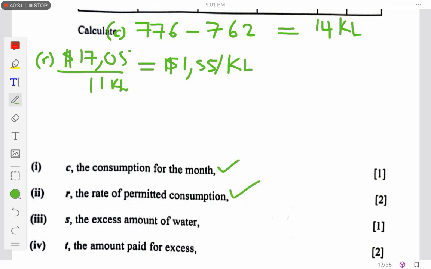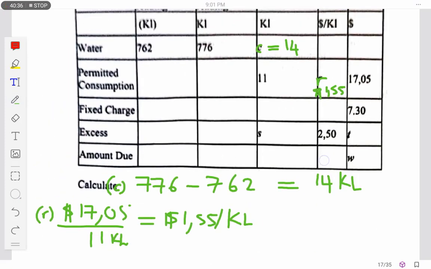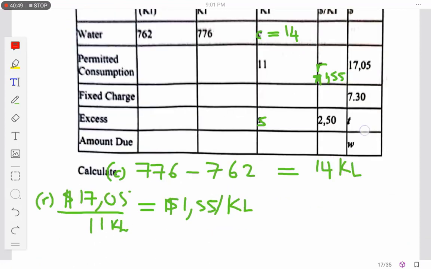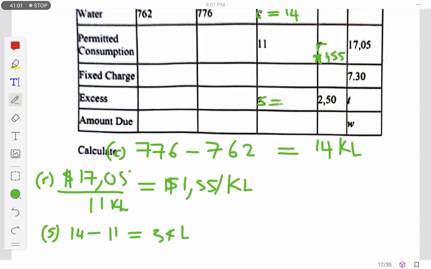Find S, the excess amount of water. Excess amount of water, S. So S here, guys, you see, we used 14 and then the permitted was 11. So it means the excess we are looking for, S, is going to be 14 minus 11. We get ourselves 3 kiloliters. Okay, so it means our S is equal to 3 kiloliters here.